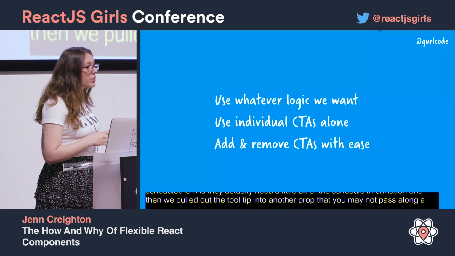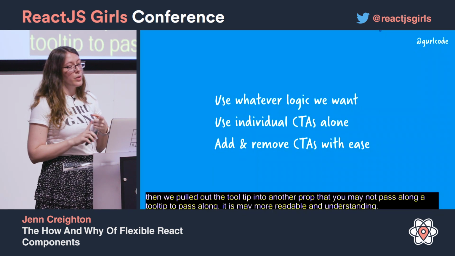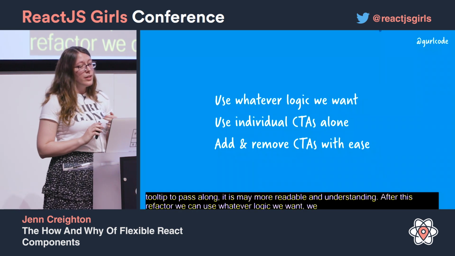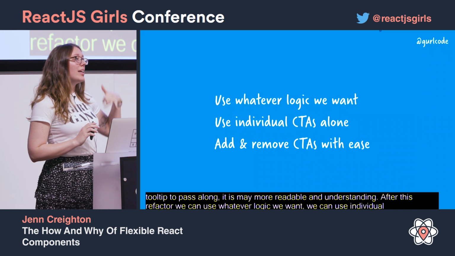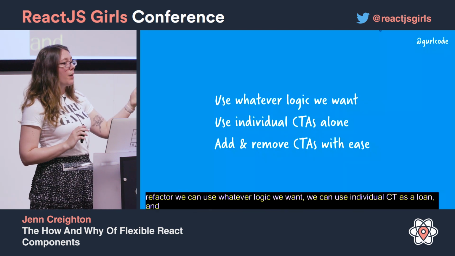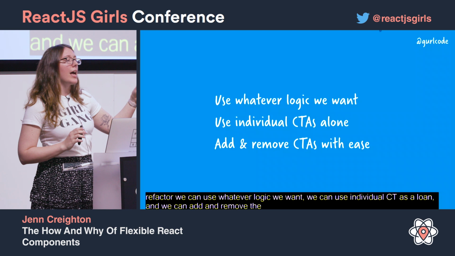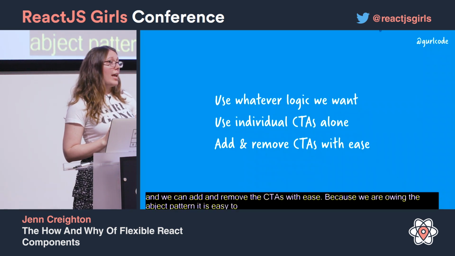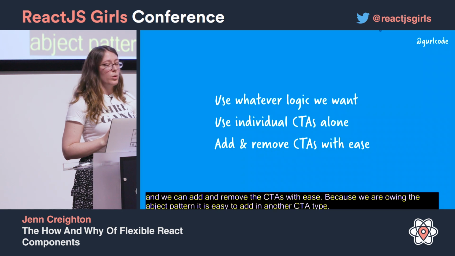So after this refactor, we can use whatever logic we want. We can use individual CTAs alone. And then we can add and remove the CTAs with ease. Because we're using that object pattern, it's actually very easy to add in another CTA type, especially for an A/B test, or remove it later when we need to.